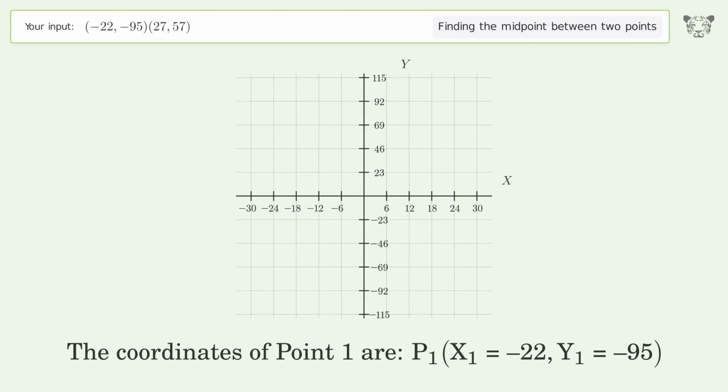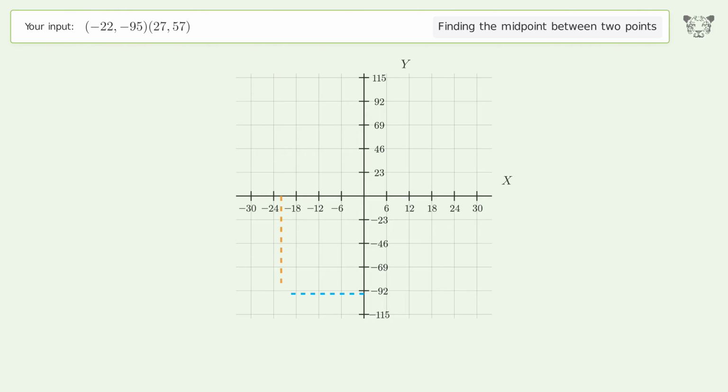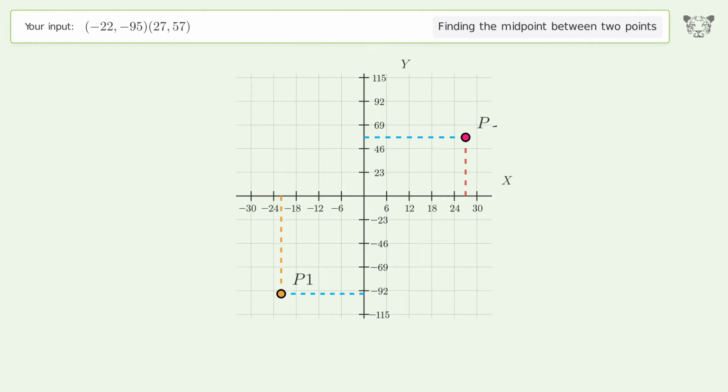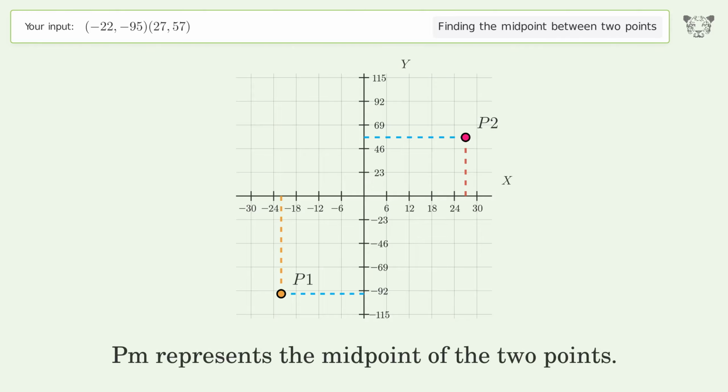The coordinates of point 1 are, x1 equals -22, y1 equals -95. The coordinates of point 2 are, x2 equals 27, y2 equals 57. PM represents the midpoint of the 2 points.